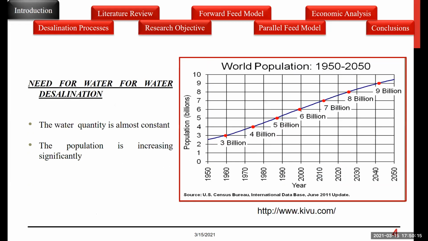Then he talks about how the quantity of water is constant, but the population keeps on increasing. It might exceed 9 billion in 2050. Accordingly, the share of everyone in terms of availability of sweet water decreases. This should be compensated by building more and more desalination units so that they can convert more of the salty water into sweet water.